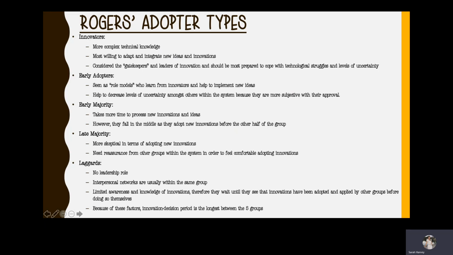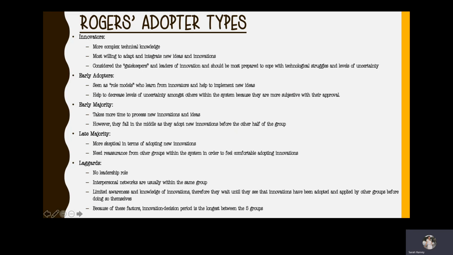So the early majority takes more time to process new innovations and ideas. However, they fall in the middle as they do adopt new innovations before the other half of the group. After that, we have the late majority. The late majority is more skeptical in terms of adopting new innovations. So they take more time before they actually adopt these innovations because they need reassurance from other groups within the system in order to feel comfortable moving forward.